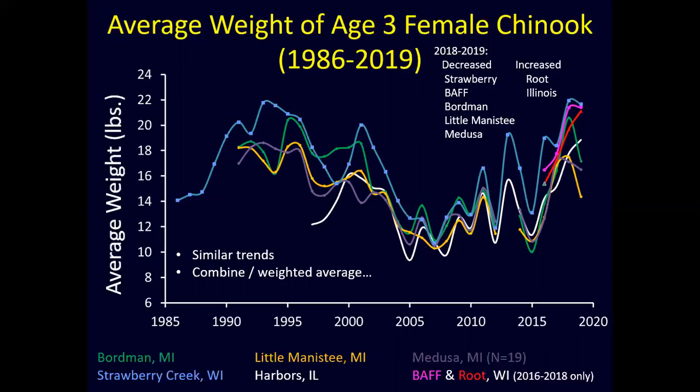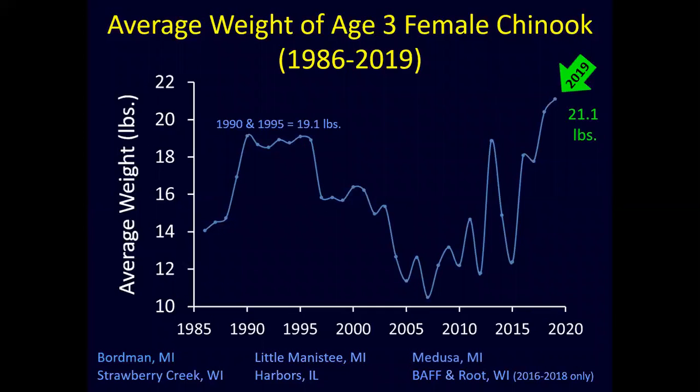We saw decreases in average weight at all those facilities, but there were a couple locations, the Root River and in Illinois, that we actually saw increases. And if we look at all of this data using a weighted average, this is the overall average weight of an age 3 female Chinook salmon across the lake. So in 2019, the average weight was 21.1 pounds, so relatively big fish.